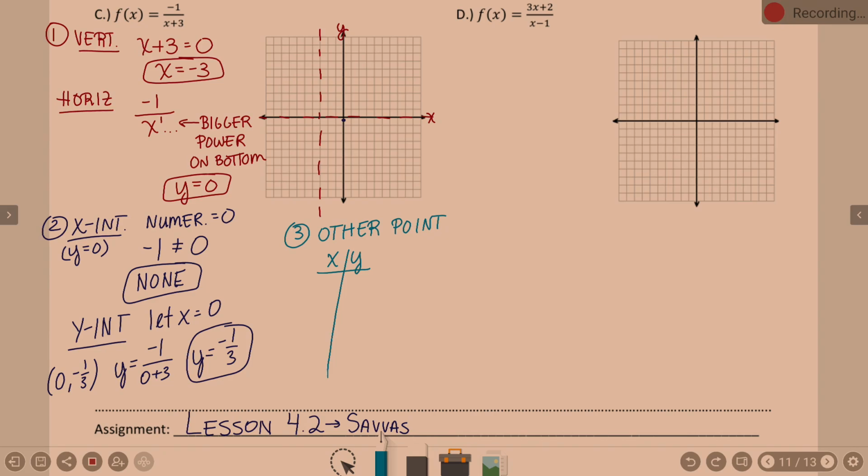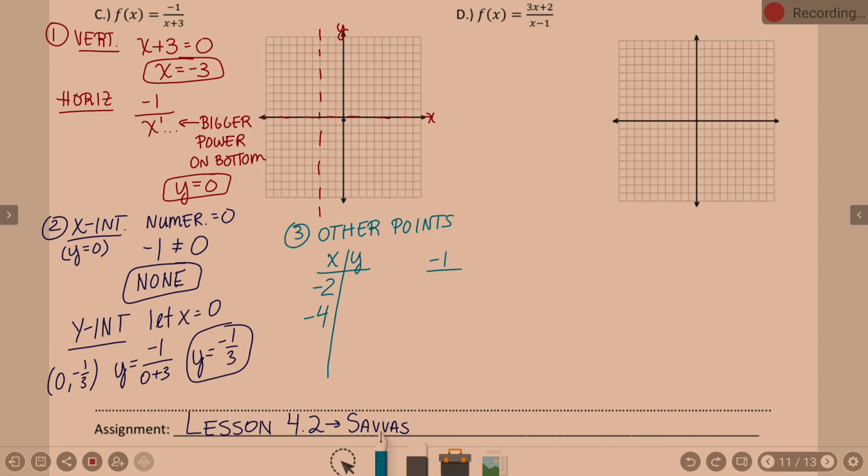If we do a couple of other points, remember my suggestion. Pick points that are on either side of your vertical asymptote. So my vertical asymptote was what? -3. So what are points that would be on either side of the -3? Yeah. I wrote -2 and -4 because I was already writing it, but yep. So plug those in. See what happens.